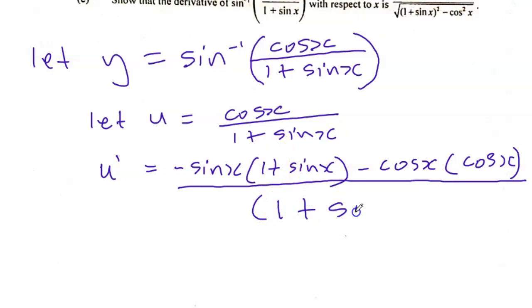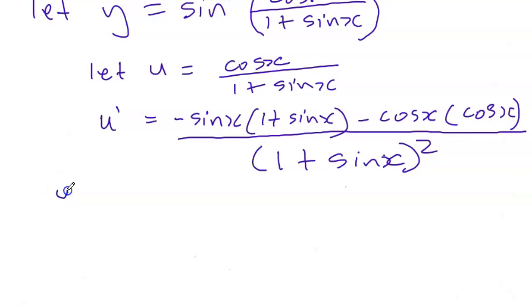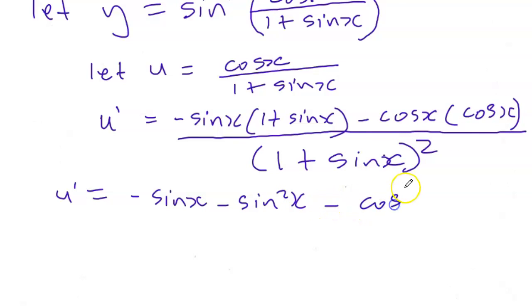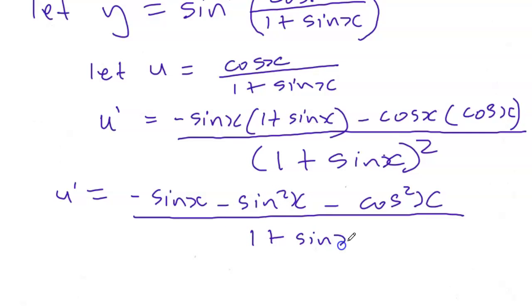I will divide everything by the square of the denominator, which is (1 plus sine x) all squared. So let's try and simplify the numerator. So this is u prime equal to, let's expand. We have minus sine times 1, that's minus sine x. Minus sine times sine, that's minus sine squared x. And then minus cos times cos, that's minus cos squared x, all over (1 plus sine x) all squared.